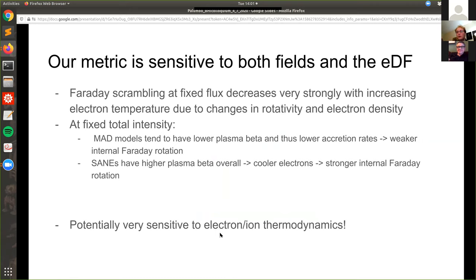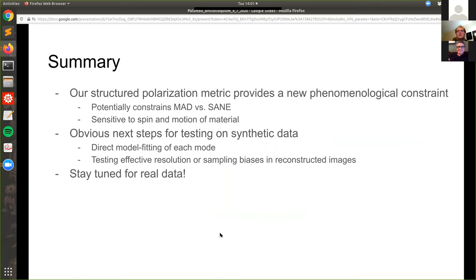So just to summarize, we have developed a metric for structured polarization that provides new constraints on MAD versus SANE, but is also sensitive to spin if you have a rotation measure, and of course a sort of weak confirmation of the actual motion of the material. And there are some obvious next steps. This prescription is very friendly to model fitting, just prescribing azimuthal variation onto ring models. I know Michael Johnson and a few others have been working on this in synthetic data.